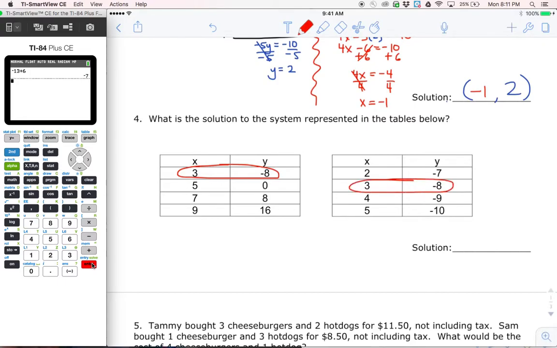Oh, that's your answer. 5, 0 doesn't show up again. 7, 8 doesn't show up. Yeah, that's the only one that works. So your solution is just 3, negative 8. Right? It showed up in the table, so you know that's where it crosses because it can only cross once anyway.